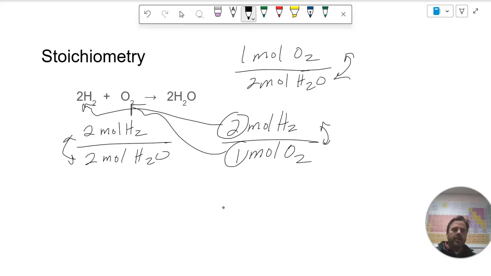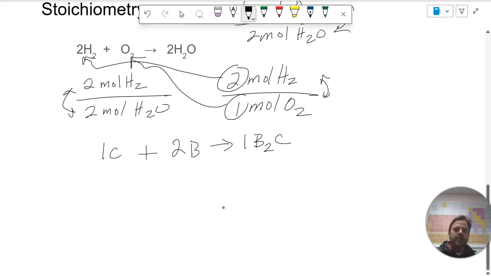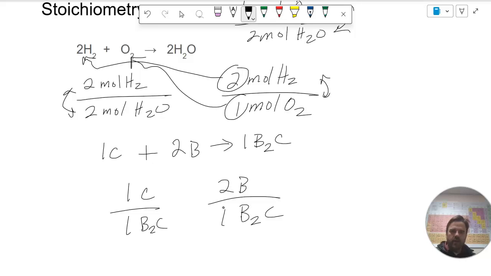Now, just a review here, this can also relate back to our metaphor equation. Remember, 2 pieces of cheese plus 2 bread becomes 1 B2C. And you can do the same thing, and these will make sense. For every 1 piece of cheese, you make 1 sandwich. Or for every 2 pieces of bread, you make 1 sandwich. Or for every 1 piece of cheese, you need 2 pieces of bread. All these ratios are a way to relate your ingredients to each other.